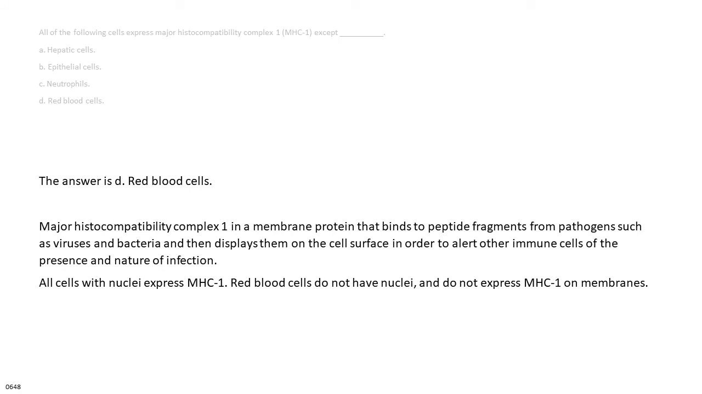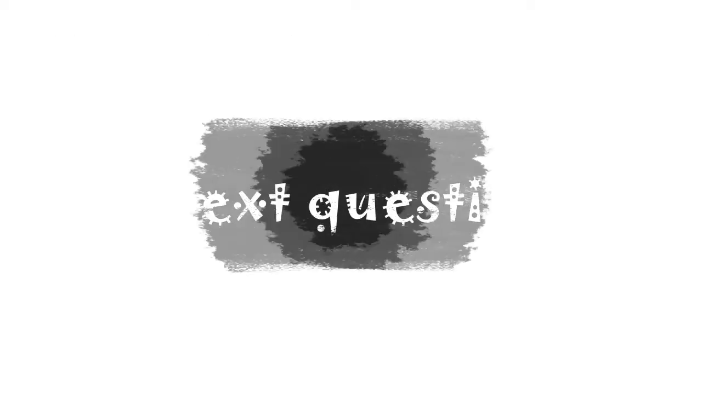Major histocompatibility complex 1 is a membrane protein that binds to peptide fragments from pathogens such as viruses and bacteria and then displays them on the cell's surface in order to alert other immune cells of the presence and nature of infection. All cells with nuclei express MHC1. Red blood cells do not have nuclei, and do not express MHC1 on membranes.